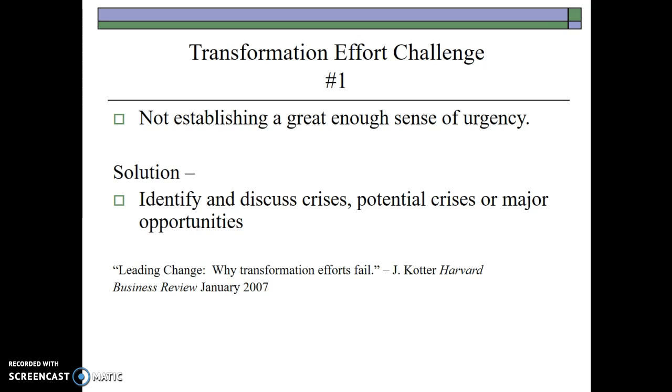And I came up with challenges to market your program or idea. What were those challenges? The first challenge is not establishing a great enough sense of urgency. If you take certain crises that are happening in your business or whatever area that you're trying to market, use those potential crises or opportunities as a way to sell your program.